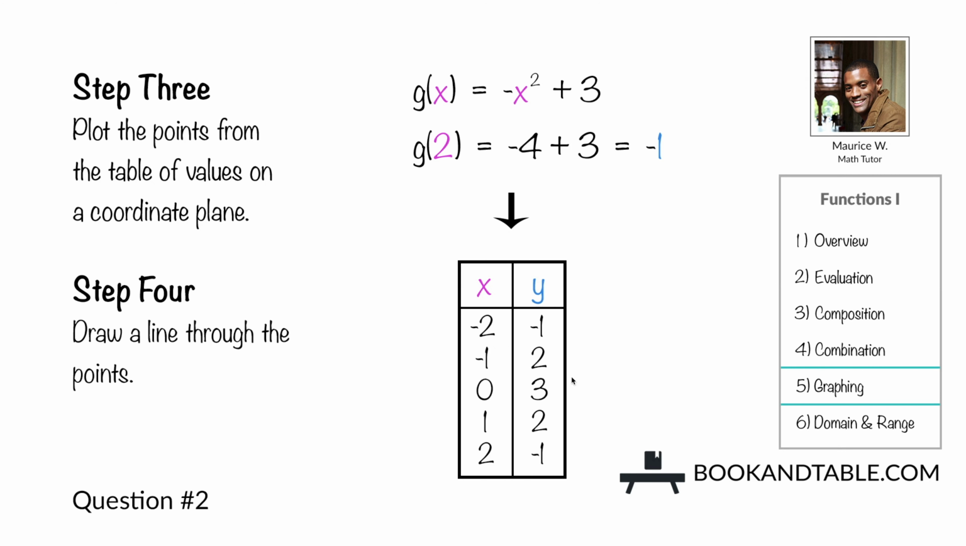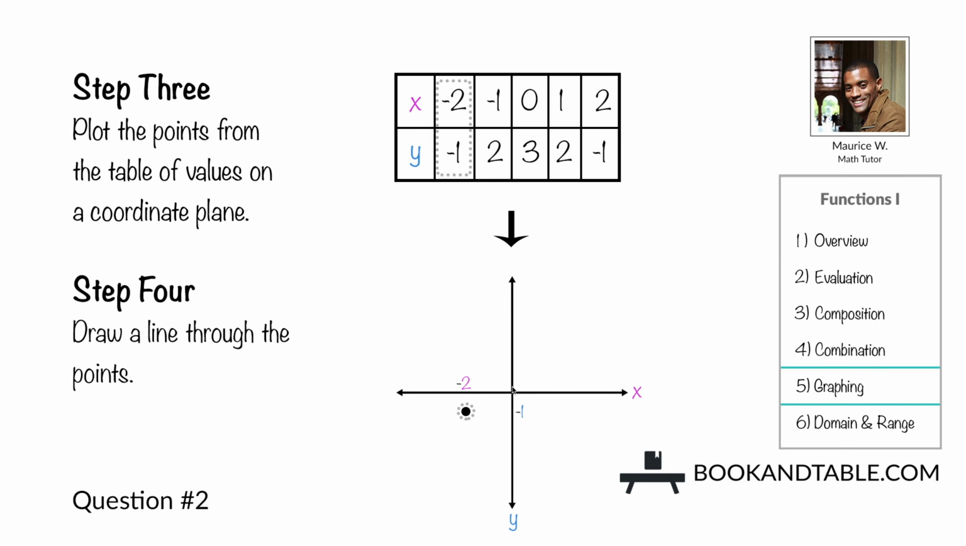And now that we have the 5 points that we are going to use to sketch the function g(x), the third step is to plot these points on a coordinate plane and then draw a line through them. So the first point is (-2, -1). The second point is (-1, 2). The third point is (0, 3). The fourth point is (1, 2). And the fifth point is (2, -1).